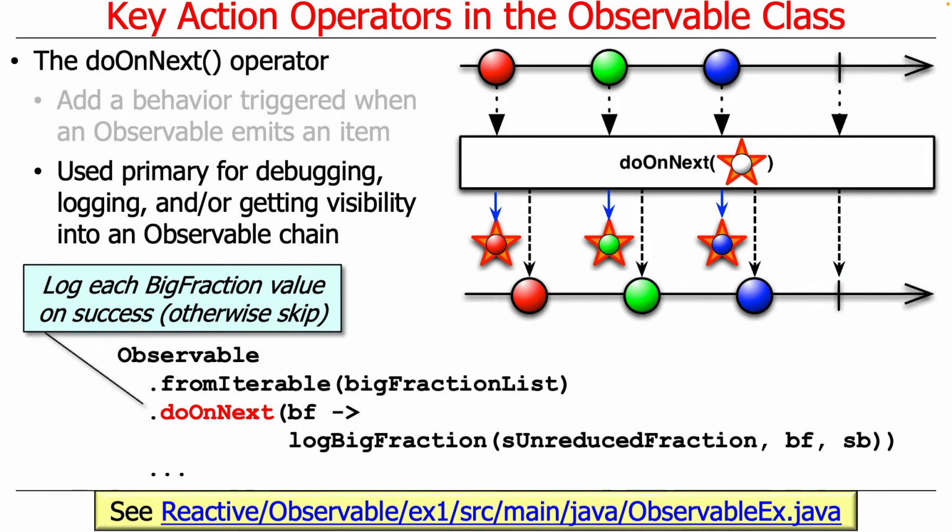Here's a simple example to demonstrate the use of doOnNext. We're going to start by taking a list of big fractions and turning it into an observable by using the from_iterable factory method. We then apply the doOnNext action operator to log each of the elements emitted from, or created from, the big fraction list in this stream, when it succeeds. If something goes wrong, doOnNext will be skipped. It won't be called. But if all goes well, then we get a chance to do something. So we're going to log those for each element that's in that stream, which came from the big fraction list.